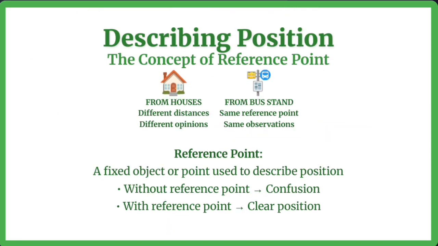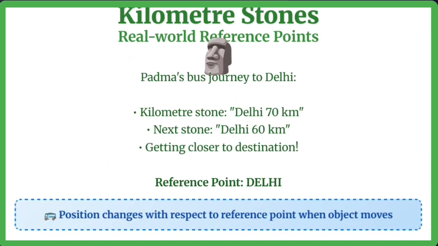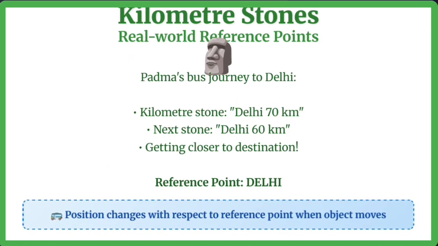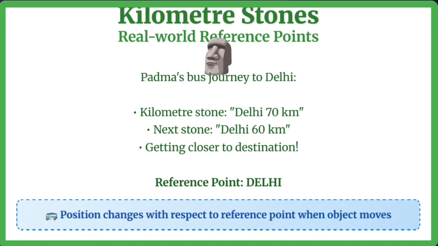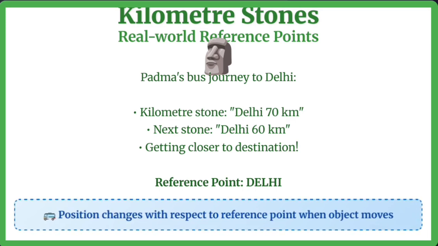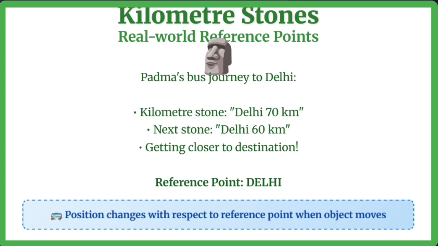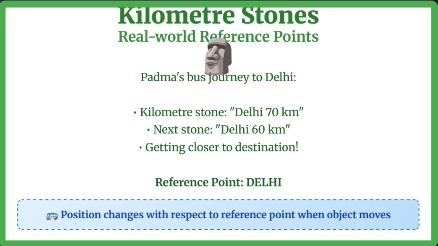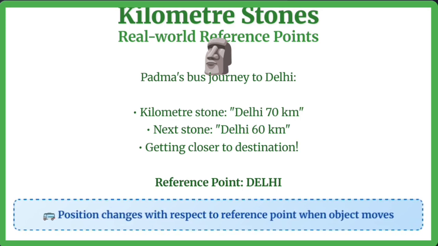To describe position clearly, we need a reference point, a fixed object we measure from. Without it, everyone might have different opinions about distances, like Deepa and her friends did. Kilometer stones along roads are perfect examples of reference points. They show distance from a specific place, like Delhi, and help travelers know how far they've come and how much further to go.